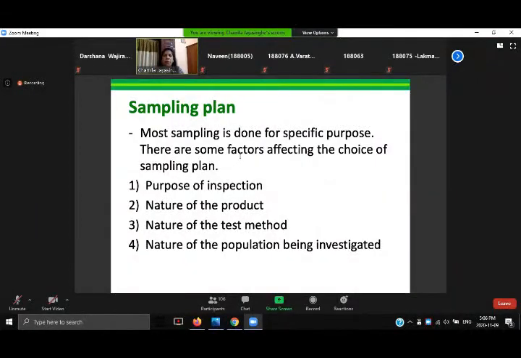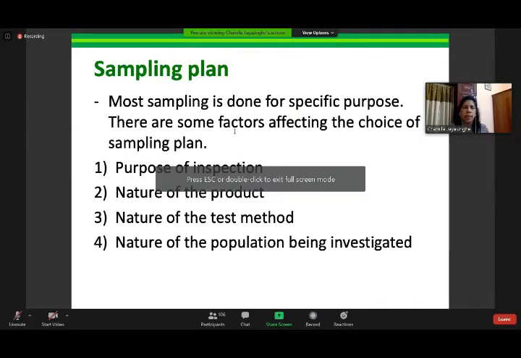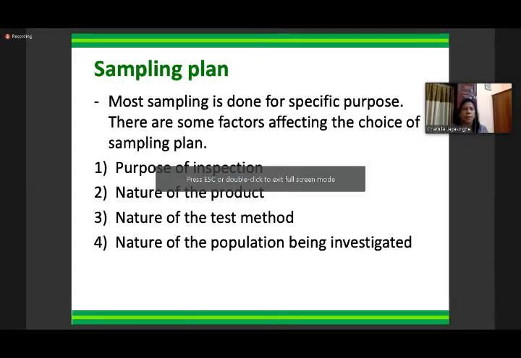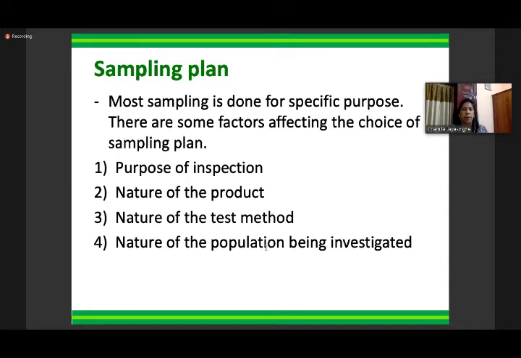Sampling is done for specific purposes, and there are some factors affecting the choice of sampling plan. The purpose of inspection, nature of the product, nature of the test method, and nature of the population being investigated. Those are the most important four factors we have to think about before we decide the sampling plan.